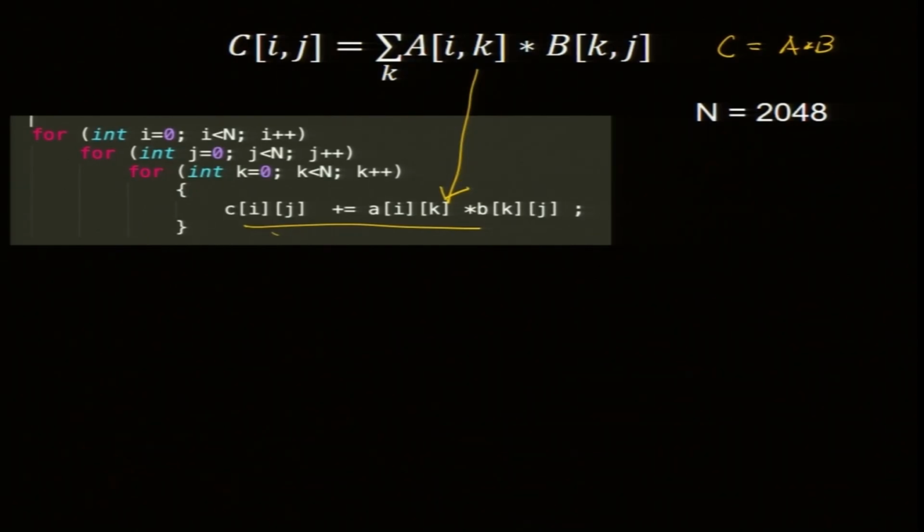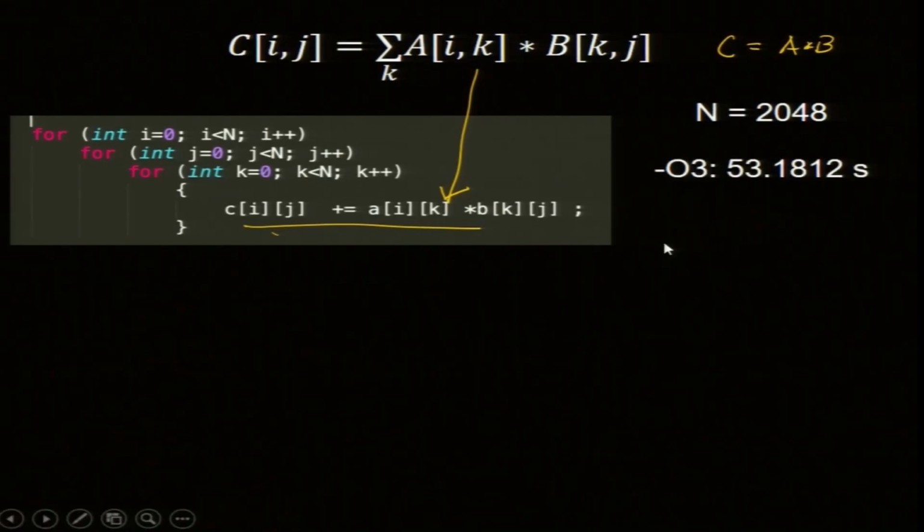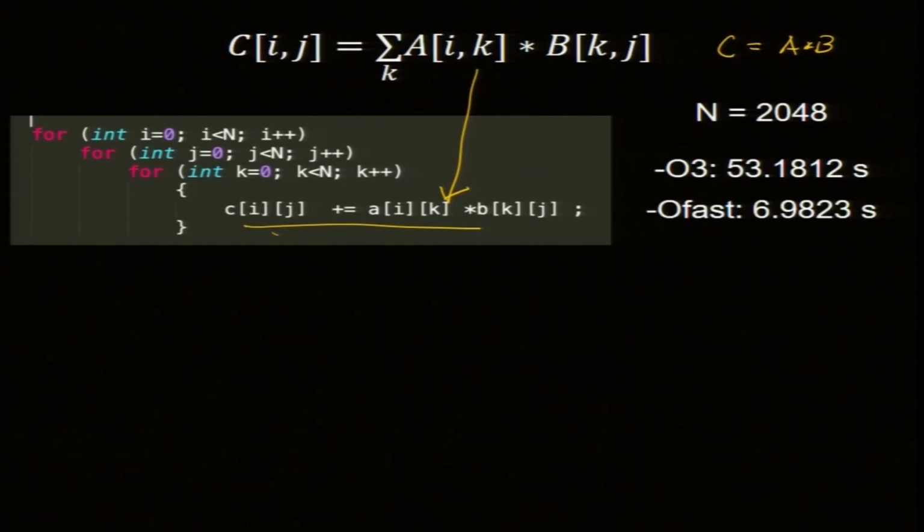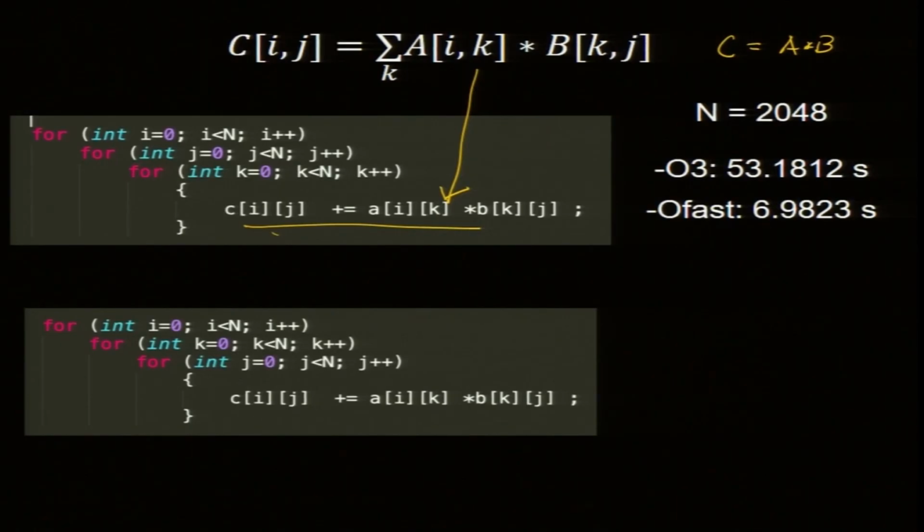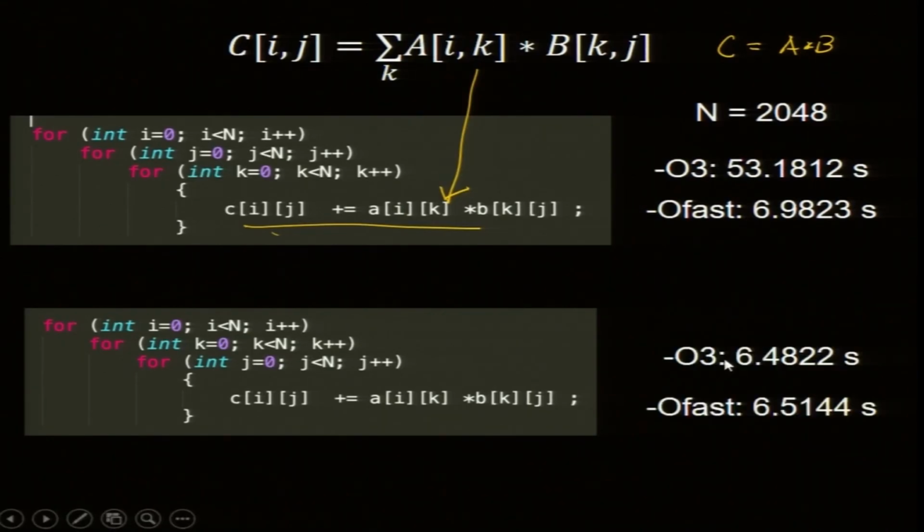Okay, so, let us look at the timings, what time we get. We get 3 minutes 53 seconds. O fast gives you 6.9 seconds. Now, I just change the order. So, instead of i j k, I make it i k j. It is the same formula, but the loop order was changed, and the numbers are 6.51 seconds and 6.98 seconds.